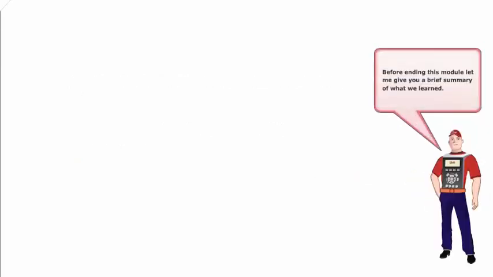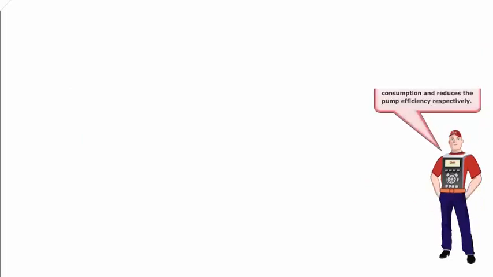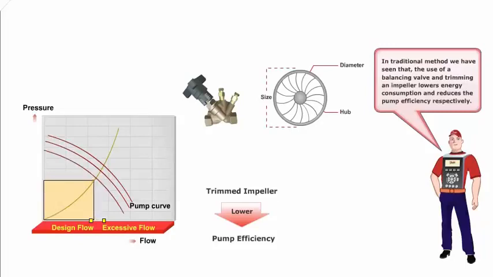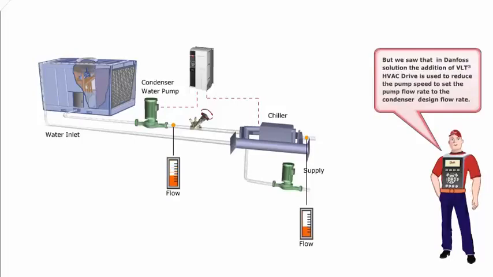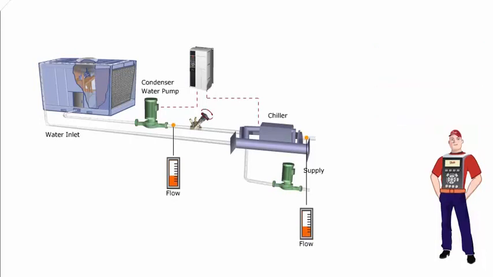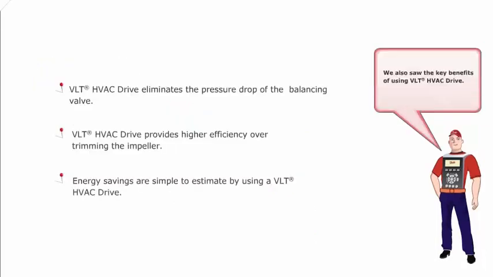Before ending this module, let me give you a brief summary of what we learned. In traditional method, we have seen that the use of a balancing valve and trimming an impeller lowers energy consumption and reduces the pump efficiency respectively. But we saw that, in Danfoss solution, the addition of VLT HVAC drive is used to reduce the pump speed to set the pump flow rate to the condenser design flow rate. We also saw the key benefits of using VLT HVAC drive.